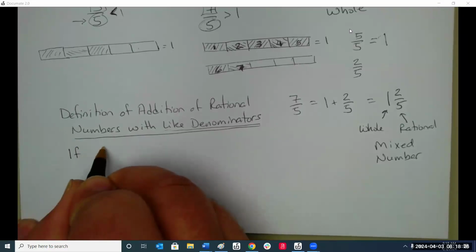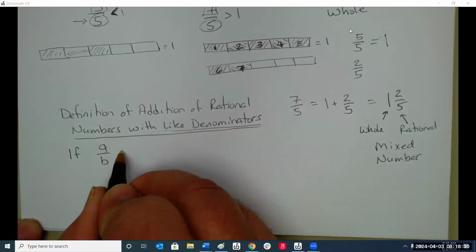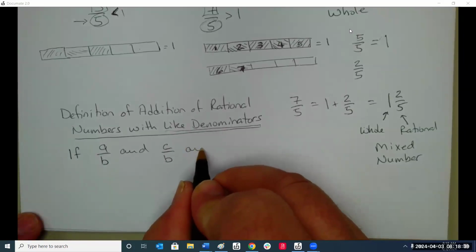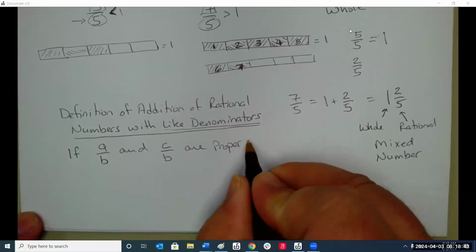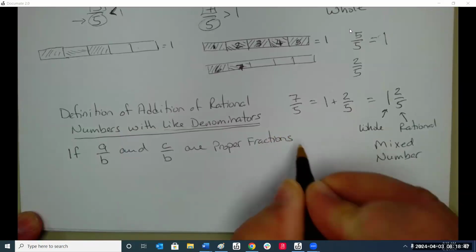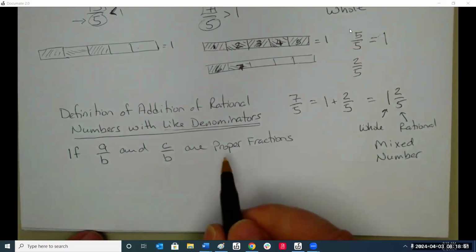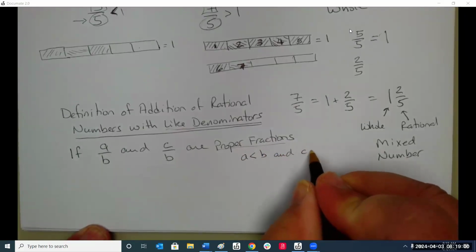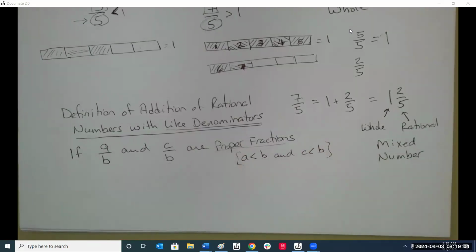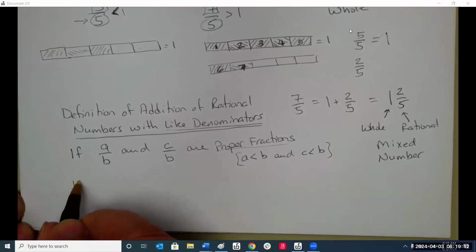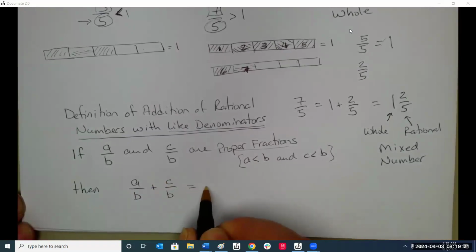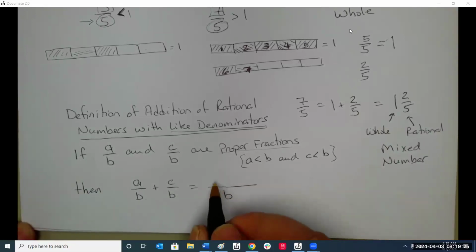So we're saying that if A/B and C/B are proper fractions, and remember what proper fractions are? The numerator A is less than B, and C is less than B. That's what proper means. The top number is smaller than the bottom number. Then A over B plus C over B, since the bottom number is the same, we just wrote it right at once.